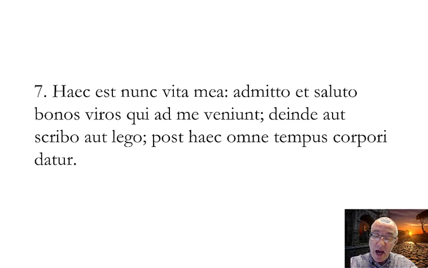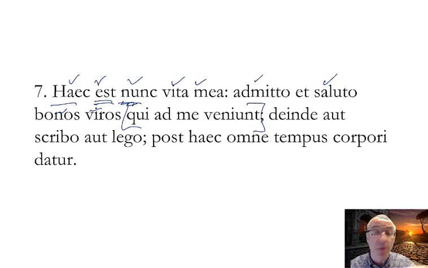Haec est nunc vita mea, admitto et saluto bonos viros, qui ad me veniunt, deinde aut scribo aut lego, post haec omne tempus corpori datur. This is now, adverb, this is now my life, vita mea. I admit, I let in people, and I admit and I greet. In other words, he's rich enough that people come to him to ask for things. I admit and I salute good men, bonos viros, who, here's my relative clause, who come to me. Good morning, good morning, good morning. Then I write, aut scribo, either I write, aut scribo, aut lego.